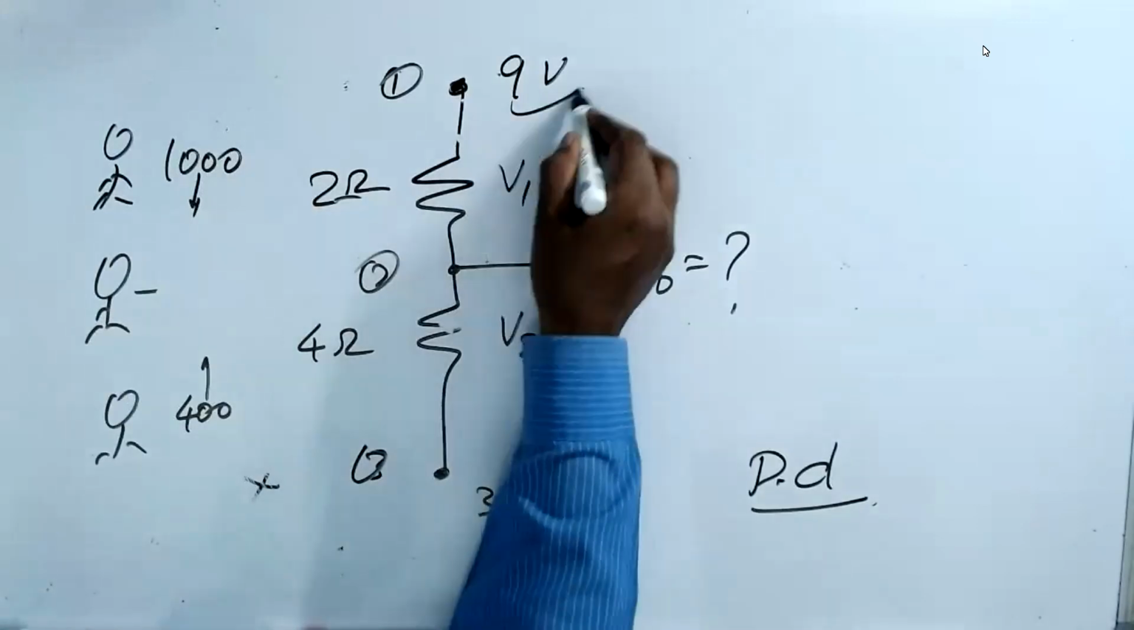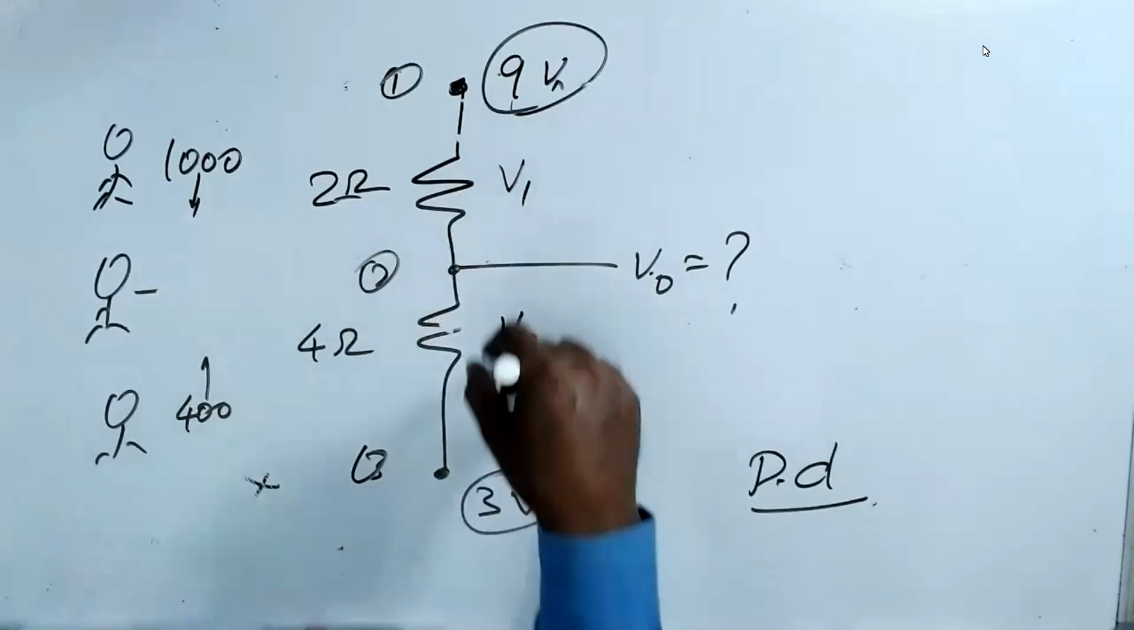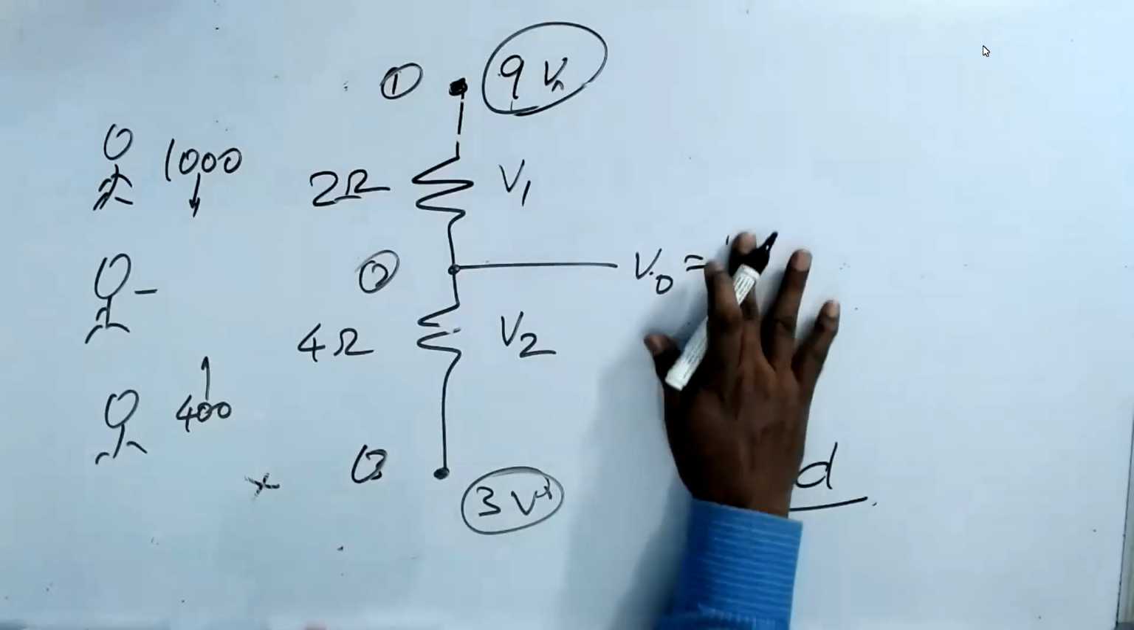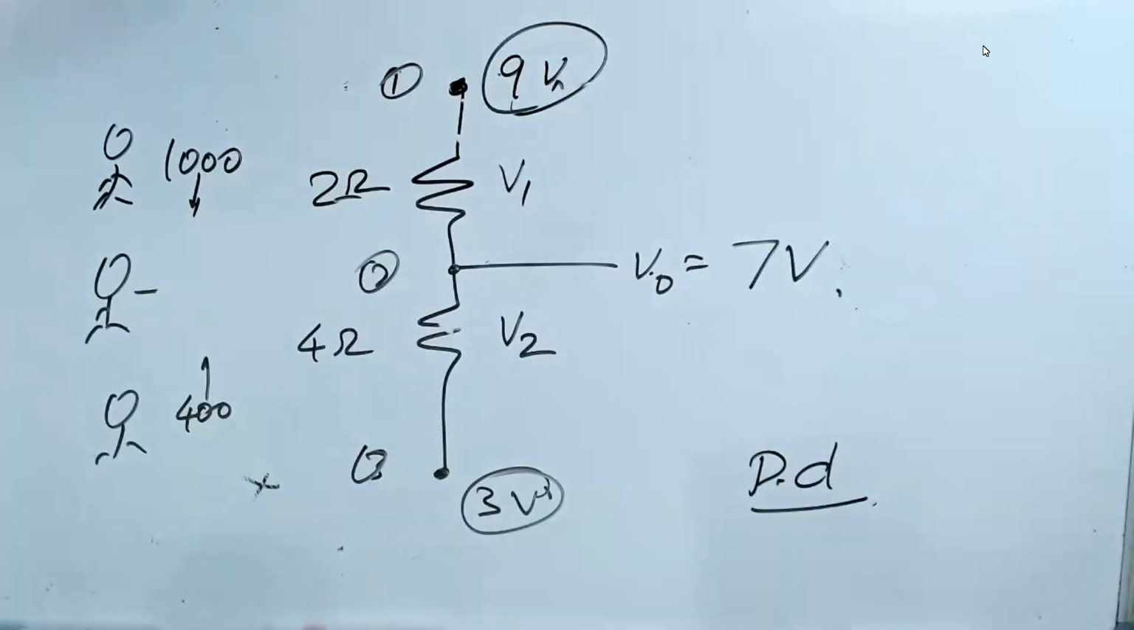This point is 9 volt. This point is 3 volts. So this will be in between 3 and 9. Somebody has given a correct answer. The answer is 7 volt.